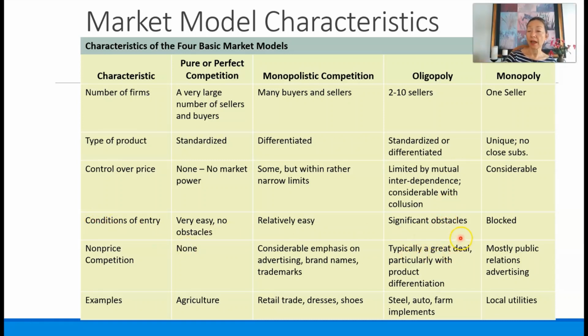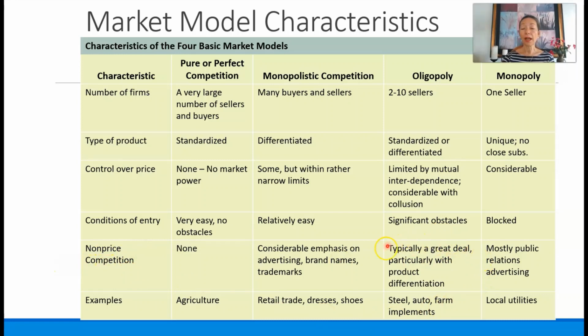Conditions of entry, significant obstacles. There are barriers to entry. The barriers to entry are similar to those in monopoly, mostly having to do with the size of the company and having to do with the market share. How many customers do they have? Okay, so it's hard to get into an industry when the market share for one company is already very large. Another example of an oligopoly, for example, is AMD and Intel, and they make the processors for computers. So that is an oligopoly as well.